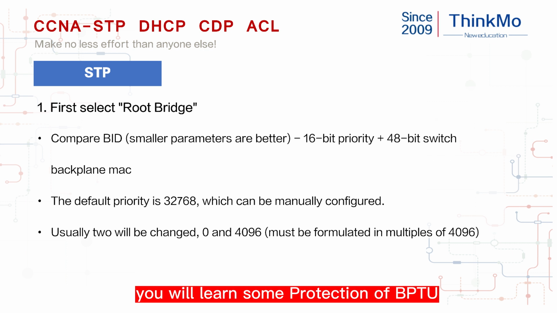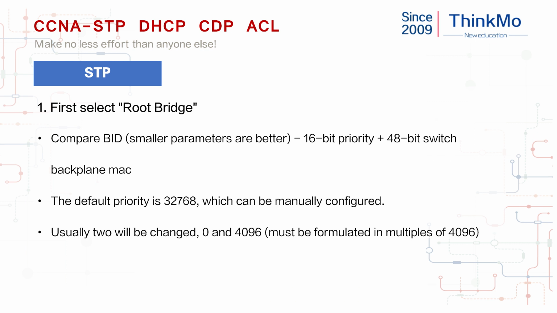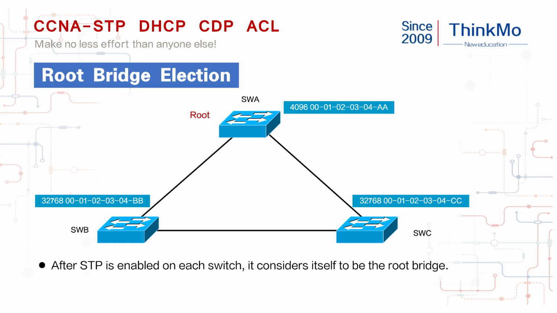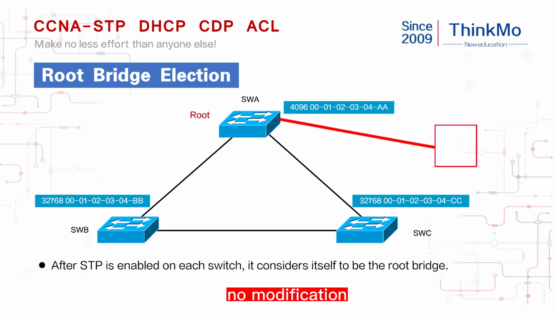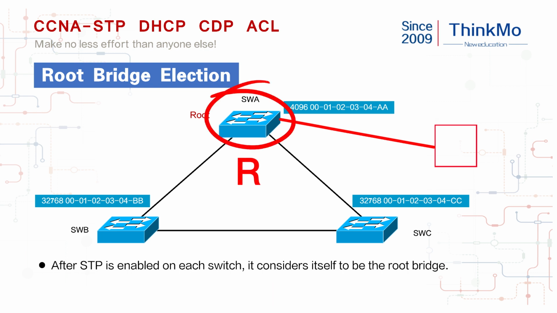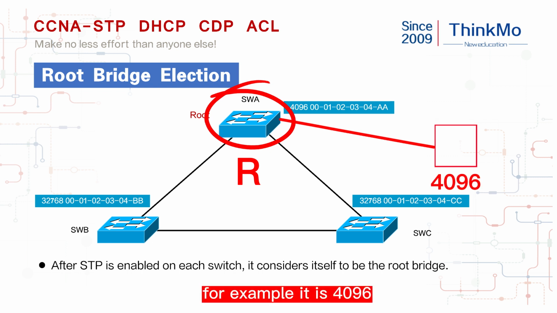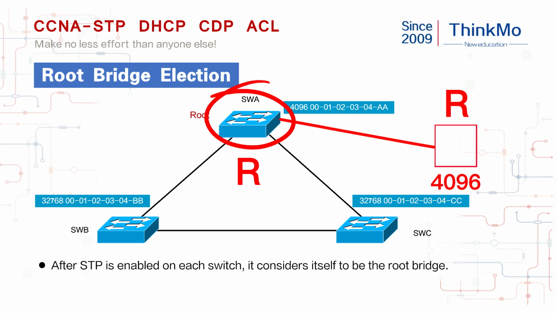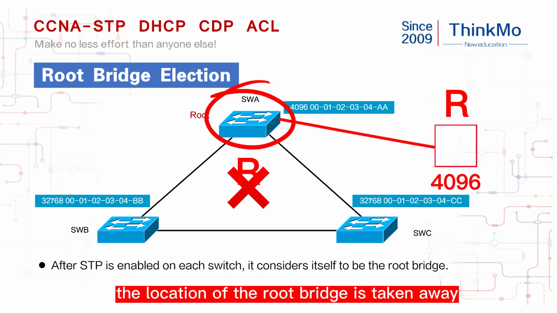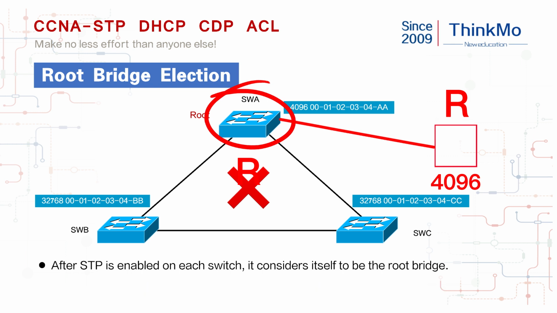You will learn some BPDU protection in NP in the future. Then you will know the content. I give a simple example. Now there is a switch plugged in. If the priority of the devices is all 32768, with no modification, originally it was the root. If a new device is connected now and its priority is, for example, 4096, then it will take away the position of the original root bridge. It is no longer root. The location of the root bridge is taken away, which means that the entire network topology will change.